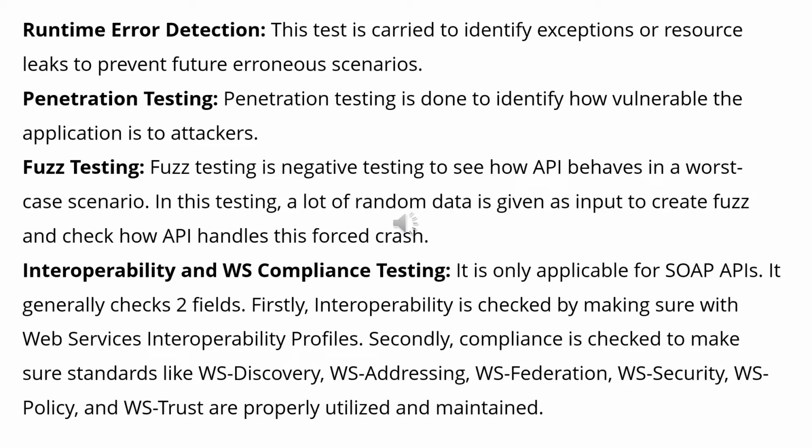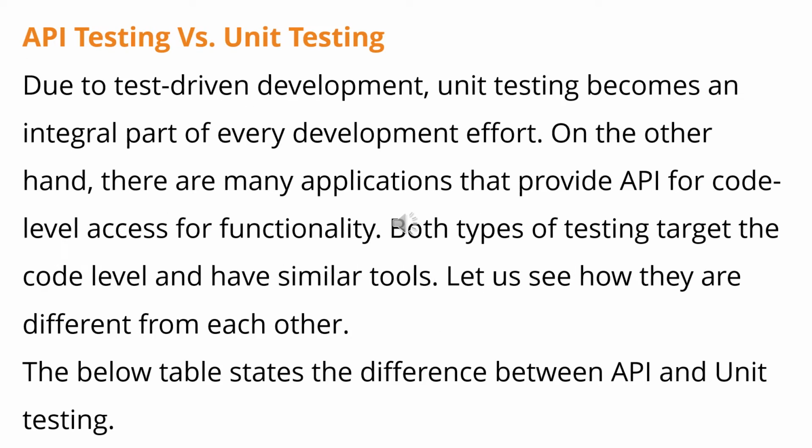Penetration testing. Penetration testing is done to identify how vulnerable the application is to attackers. Fuzz testing. Fuzz testing is negative testing to see how API behaves in a worst-case scenario. In this testing, a lot of random data is given as input to create fuzz and check how API handles this forced crash.